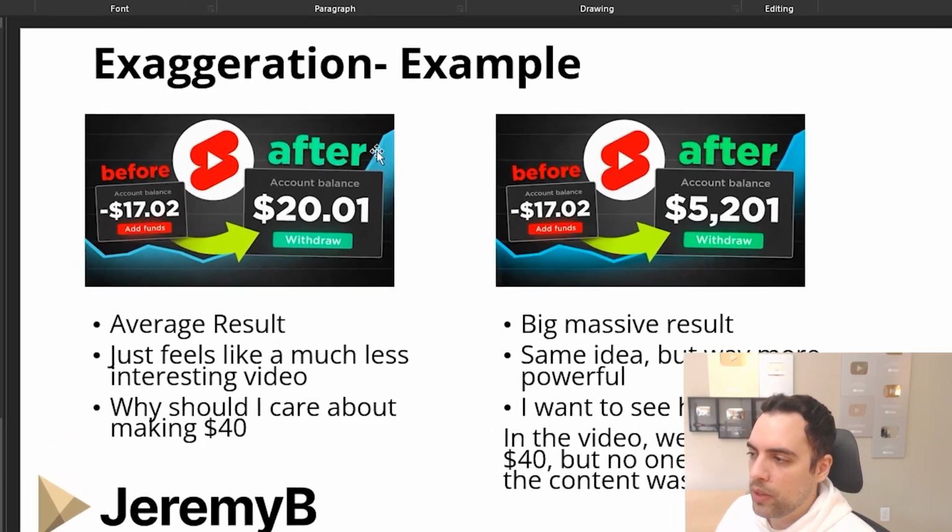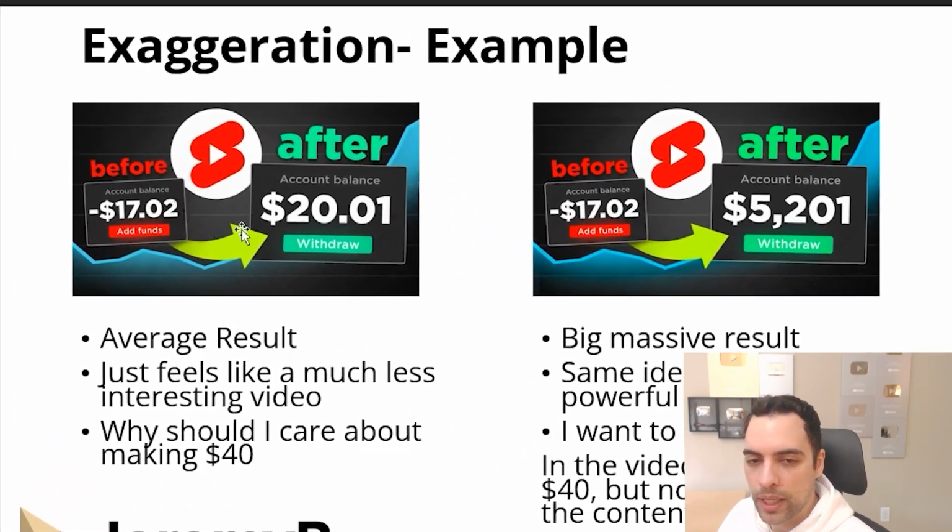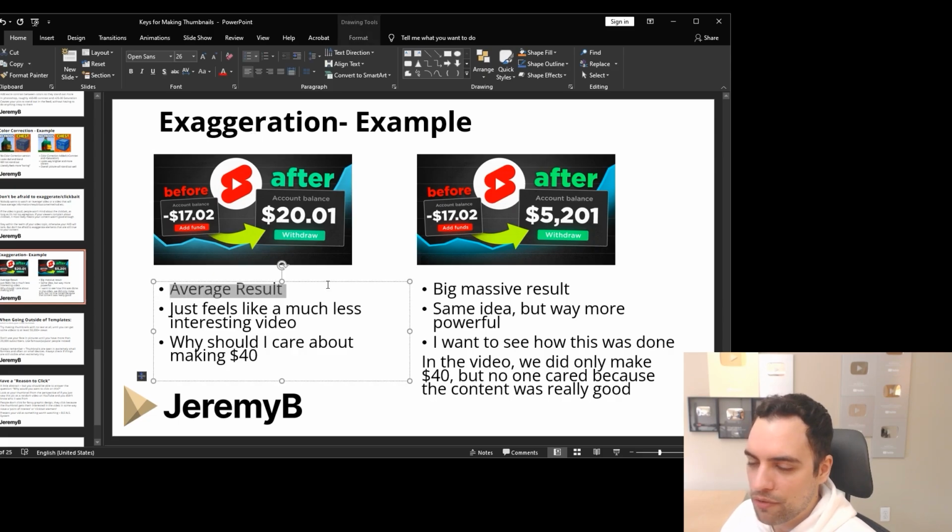So this is a video that we did that was about a little experiment for making money using YouTube. We've got this balance here on the left side, the before negative $1702, and then the after is $20. But here on the right side, we've got the before balance of negative $17, and then the after is like $5,000. So this one here on the left, it's just a very average result. It just feels like a much less interesting video to me.